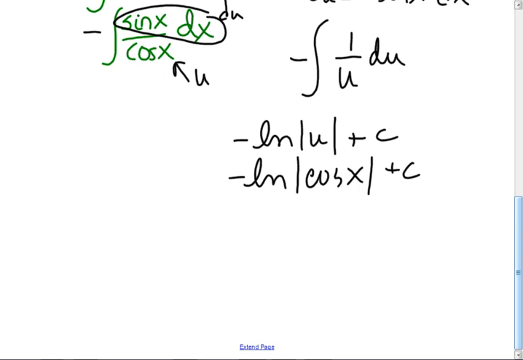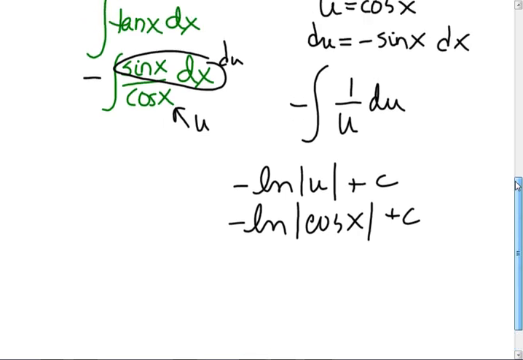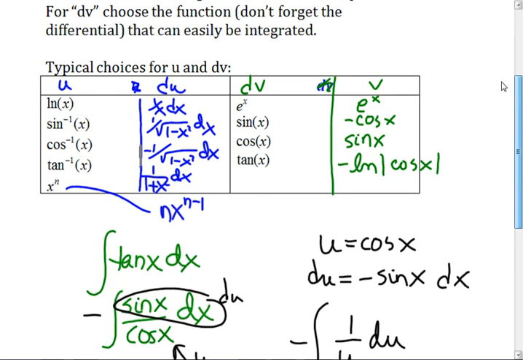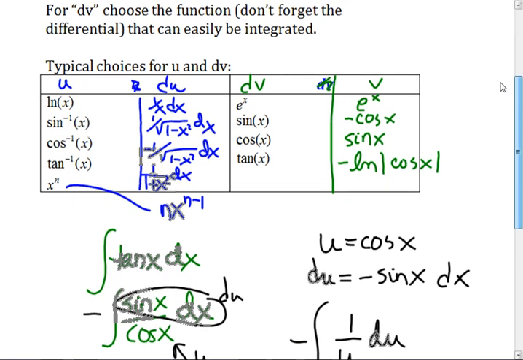I probably would rather put the tangent into the u side where I take its derivative. One part of your integral you'll differentiate, the other part you'll integrate. I don't know how to integrate the log, inverse sine, inverse cosine, inverse tangent. So those are going to be the u's, because I know how to differentiate them.